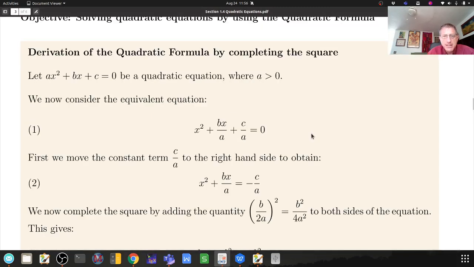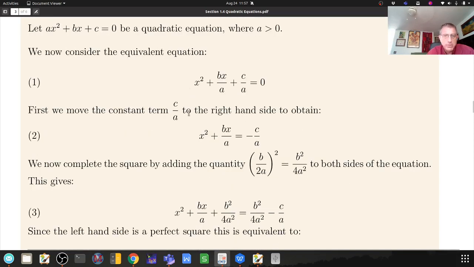And here is its derivation. So let ax squared plus bx plus c equal to 0 be a quadratic equation where the leading coefficient a is greater than 0. If it's not greater than 0, just multiply through by minus 1, and it will be greater than 0, and you'll have an equivalent equation. Usually they give it to you that way.